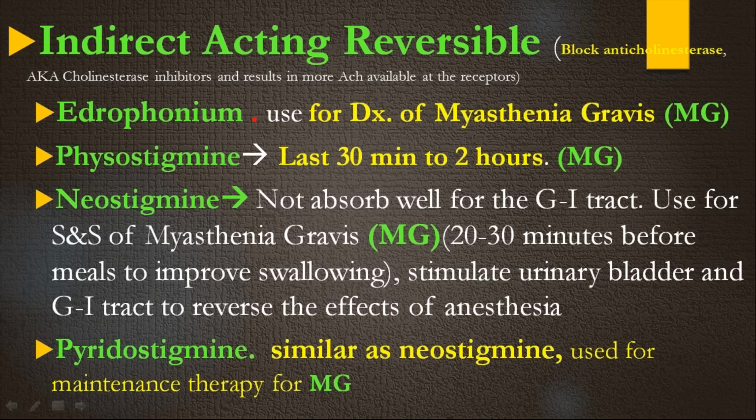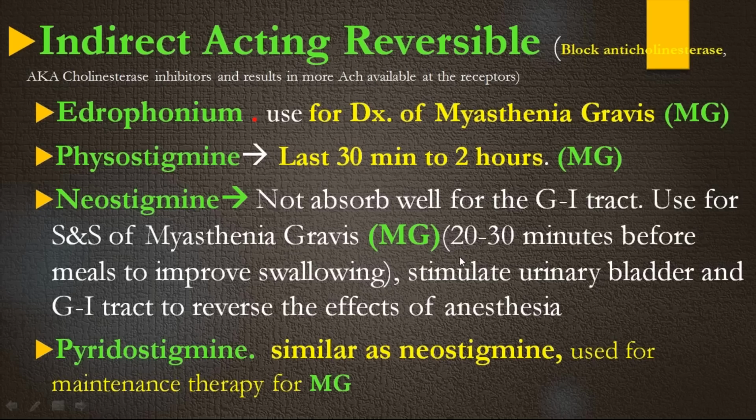These cholinergic agents are going to be used for myasthenia gravis. What is myasthenia gravis? It's an autoimmune disease that destroys the NMJ, the neuromuscular junction. So the muscles do not contract, so you have flaccid paralysis. And it's dangerous because it can produce paralysis of what? Of the diaphragm. So we are going to use edrophonium, physostigmine, neostigmine, pyridostigmine, used mostly for myasthenia gravis.